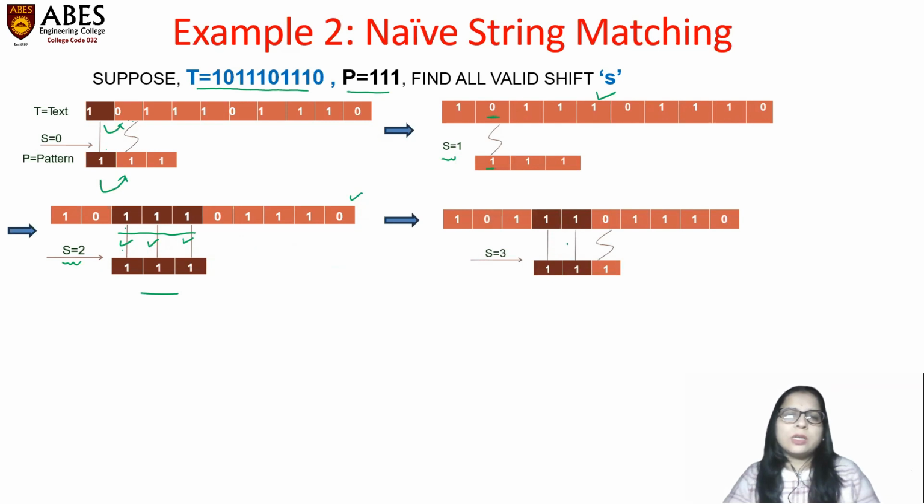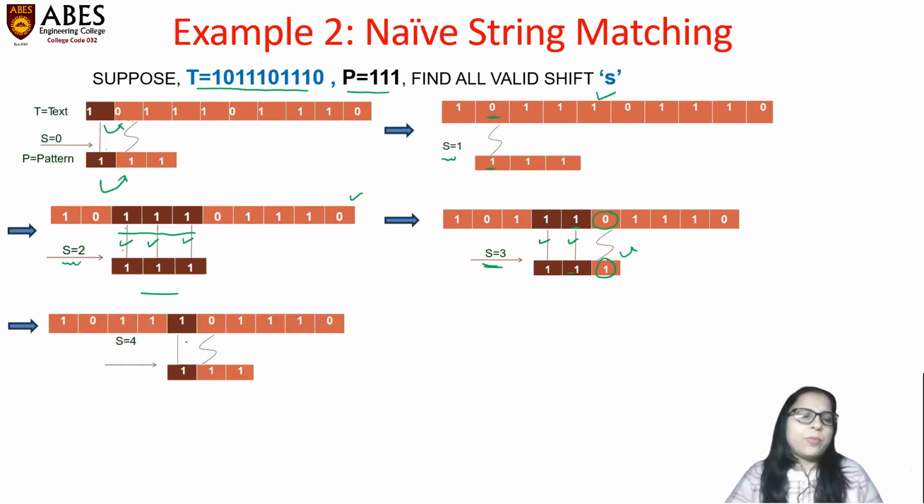So next, it moves one position right. So the first character is a match. And the next character is also a match. But here, 0 and 1, this is not a match. So at shift 3, we don't find our match. So the pattern moves one position right again. We see 1, 1 matches. So there is a match. Now shift to the next value. So we see that 0 and 1 do not match. So for S is equal to 4, there is no match.